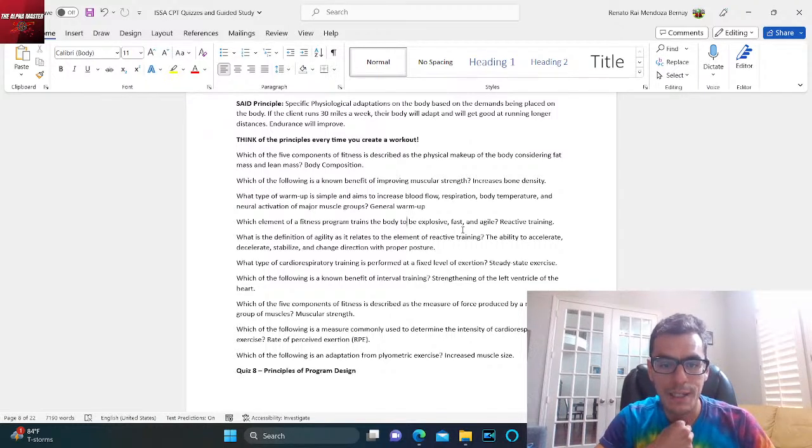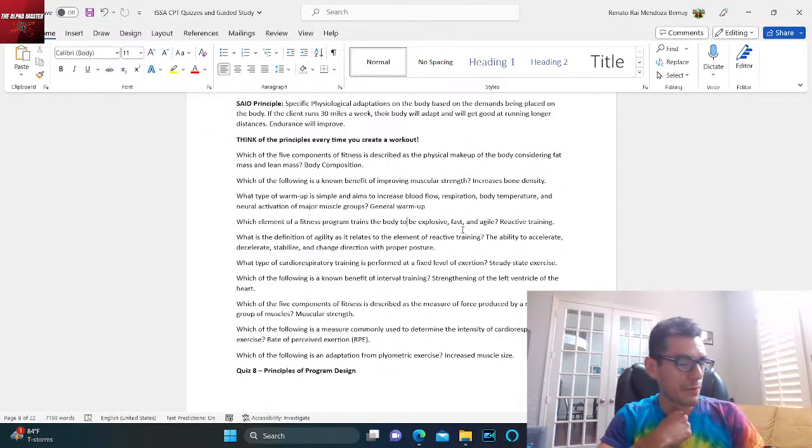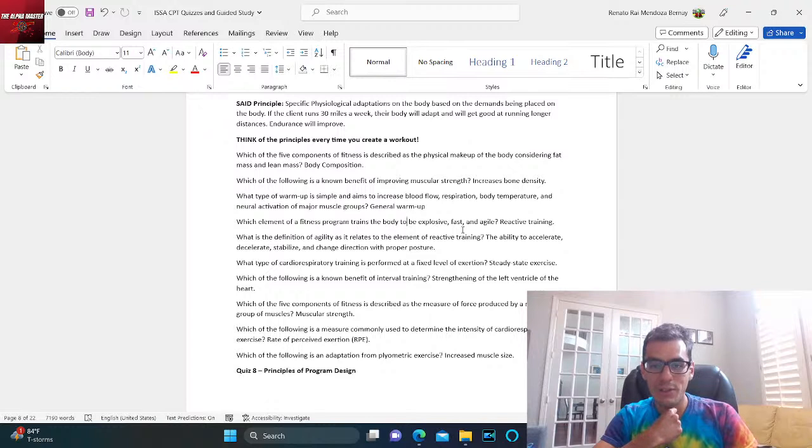What is the definition of agility as it relates to the elements of reactive training? Agility is the ability to accelerate, decelerate, stabilize, and change direction with proper posture. What type of cardiorespiratory training is performed at a fixed level of exertion? Steady state exercise is performed at a fixed level of exertion in cardiorespiratory training.